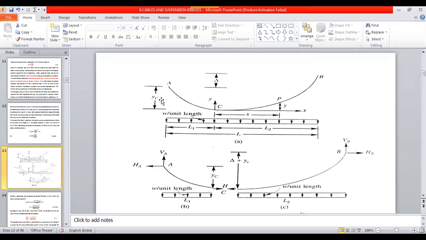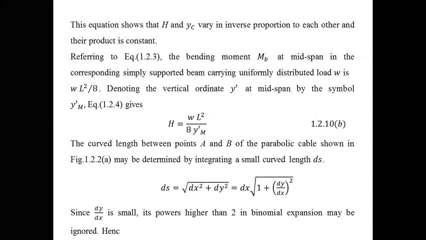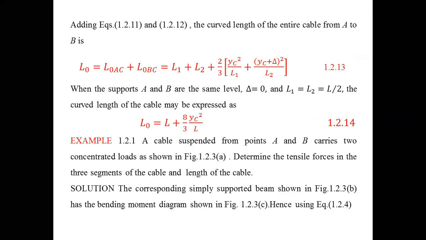In the derivation I gave two different levels, but in this problem the two points A and B are at the same level, 20 meters apart, subjected to a uniform distributed load. The mid span point C is located at the mid span, that means 10 meters, and the vertical ordinate YC is given as 4 meters. Clear? Draw the figure for this problem and identify the things.